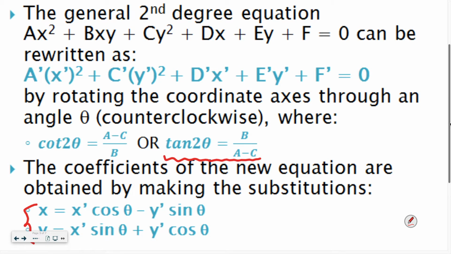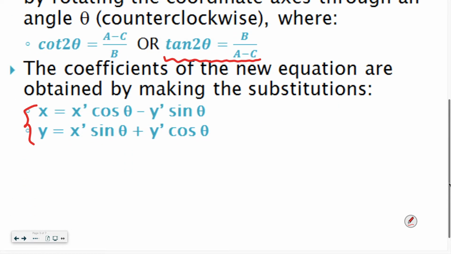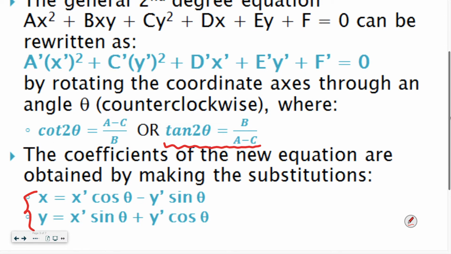All of the x's get replaced and all of the y's will get replaced using this right here. So then we're going to have binomials that we're going to have to multiply and combine like terms. And what's going to happen every time is that we're going to have an xy term to begin with. But once we make those substitutions, notice how there is no longer an xy term. So then we can actually complete the square and get it into standard form.